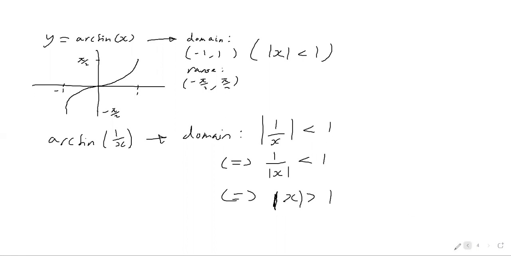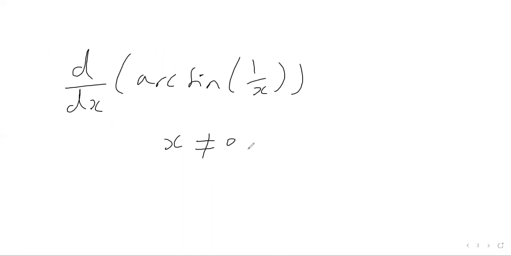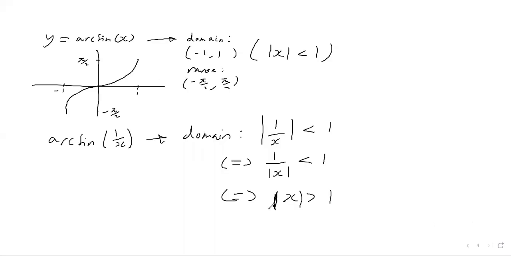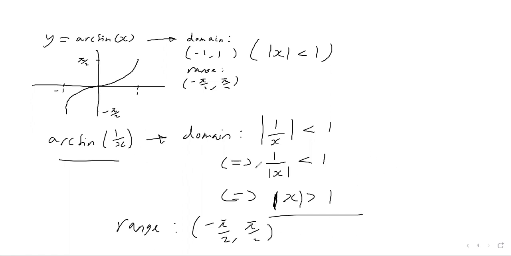So x obviously can't be equal to 0, because x equals 0 means the modulus is less than 1. So this holds true, because the domain for this function must be the modulus of x greater than 1. In terms of the range, the range of a function doesn't change when you make a transformation to the variable, so the range is still negative pi over 2 up to pi over 2. We know that information, and it may be useful later on in the video.